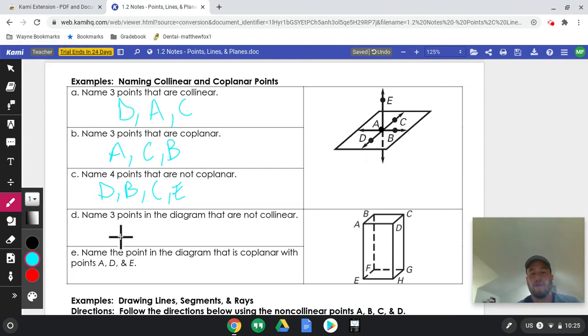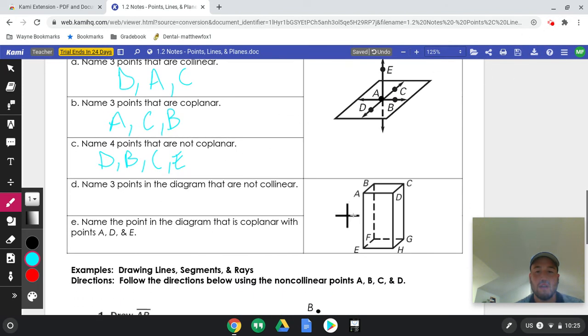Okay. Now, for example D, we want to look down below here, and it says name 3 points in the diagram that are not collinear. Okay, so in order for them to not be collinear, they can't all be on the same line. I could name C and D, those are on a line, but the third point, B, is not collinear with them.